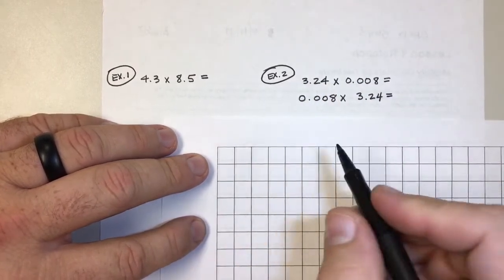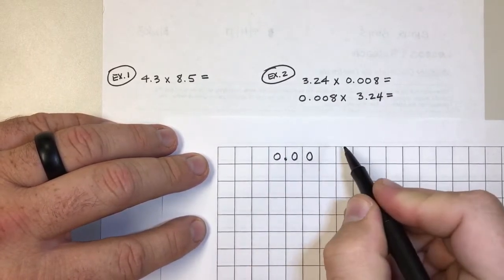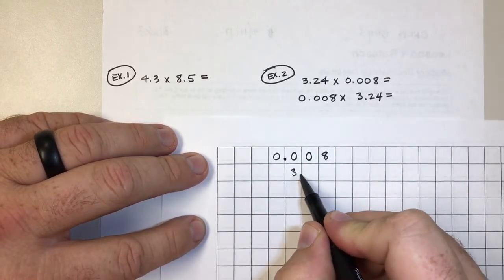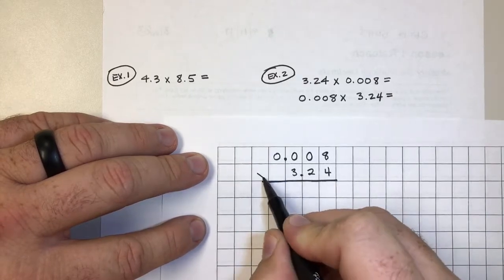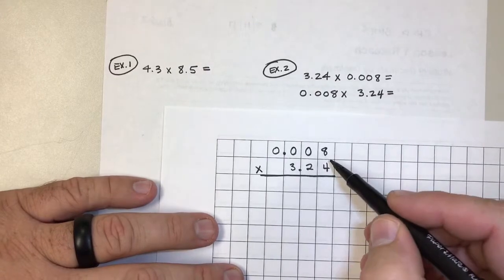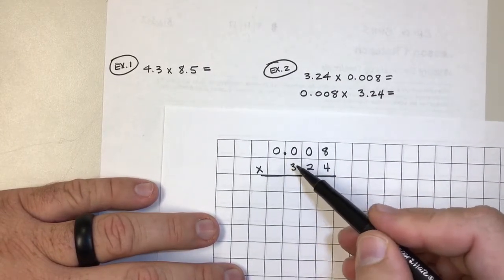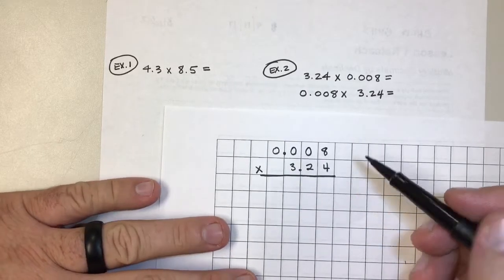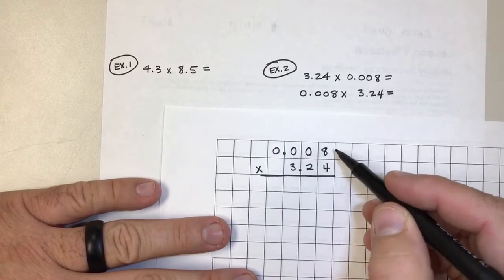So for me, I would probably set this up as 0.008 times 3.24 this way. It's just a little bit easier for me in the way that I think if I set it up like that. Remember, in multiplying decimals, we do not need to line up decimal points like we do when we add and subtract decimals. But we do need to line up the digits along the right side here.